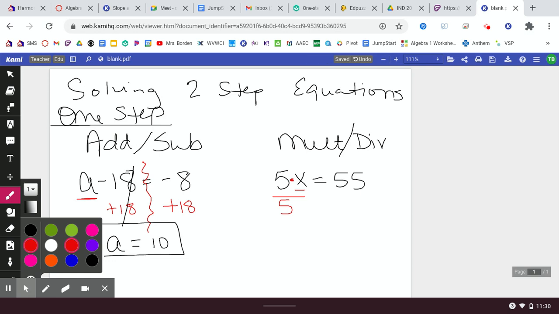Whatever I do to one side of the equal sign, I always do to the other, so I'm going to divide the other side by 5. 5 and 5 reduce to 1, leaving my x by itself, which is what I wanted. And then 55 divided by 5 is 11. Okay, so that's an example of a multiplication one-step equation.